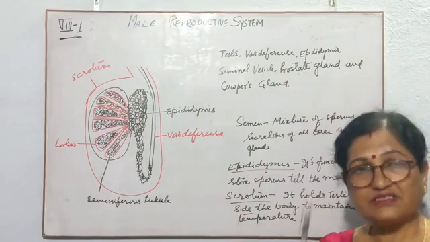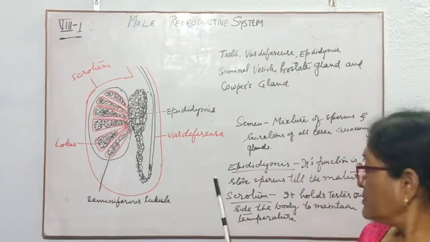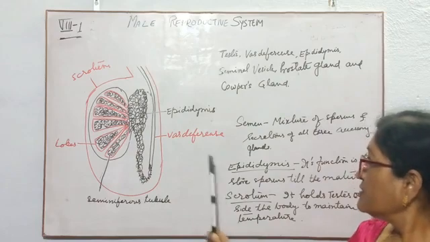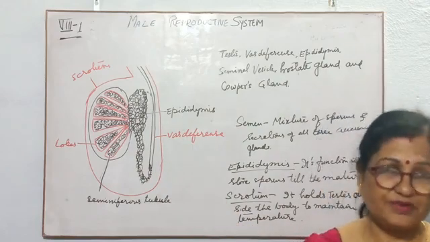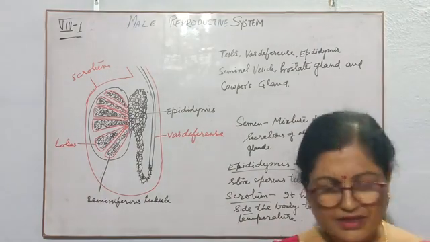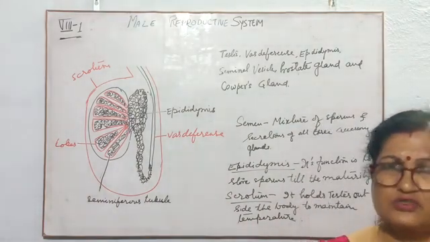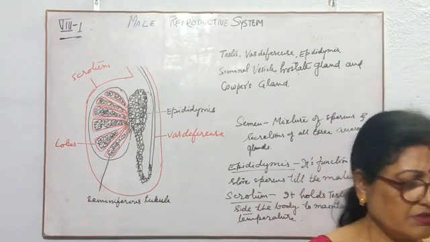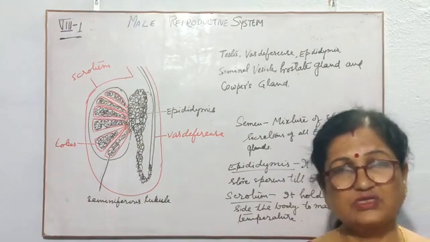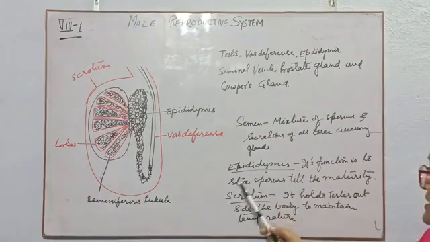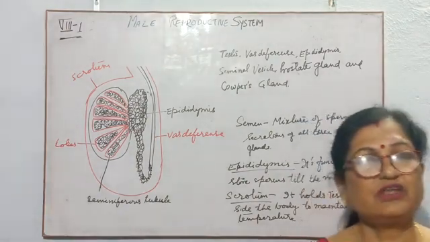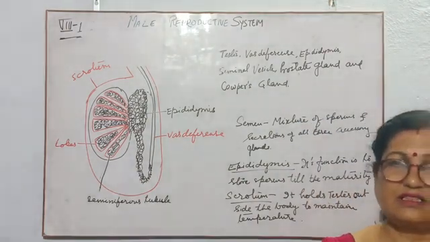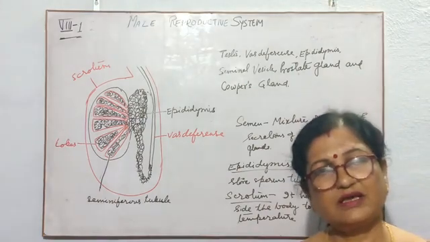And then from the vasa efferentia, these will come to the epididymis. All the sperms will reach the epididymis. In your book it is given only that it stores the sperms, but it is not only storing. Its function is to store sperms till maturity. Till the sperms get maturity, they will be stored in the epididymis.